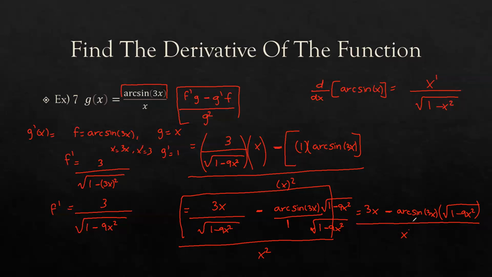Oh wait, hold on. We have a complex fraction, right? So we were just simplifying the numerator, so it's all over the common denominator, which is square root of 1 minus 9x squared. And then on the bottom, our denominator is x squared.